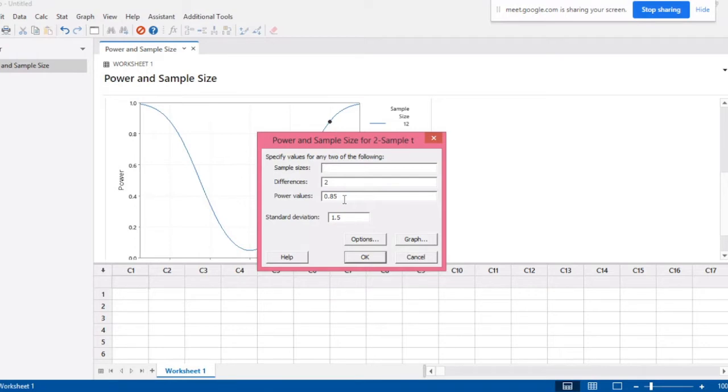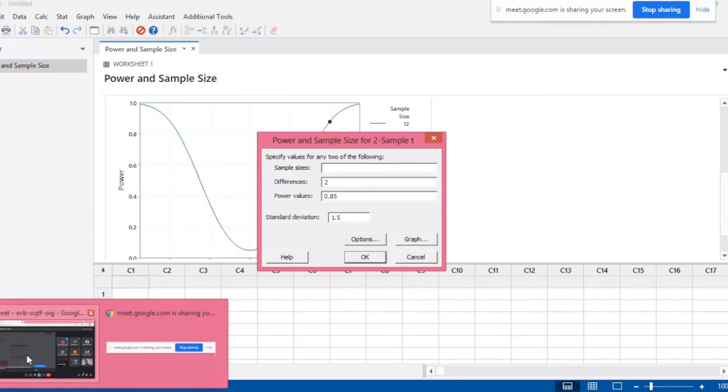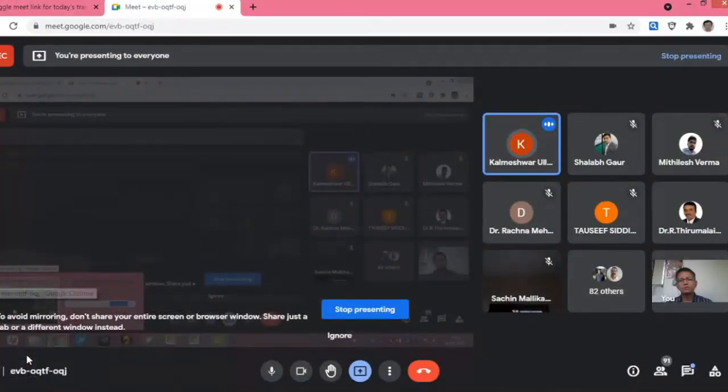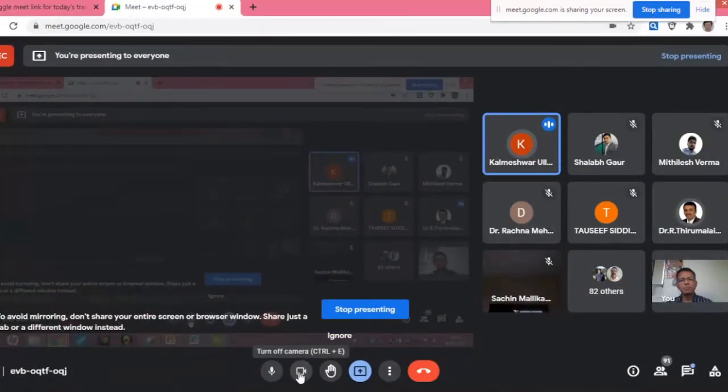So in this way, the sample sizes we have to decide. Sample size you have to leave it blank. Sir, then it's giving an error, sir. It says too few items. The following input is not valid, and the too few items is showing like that.